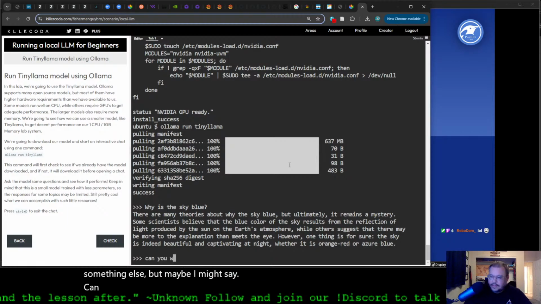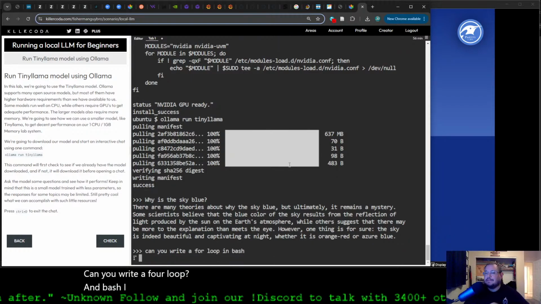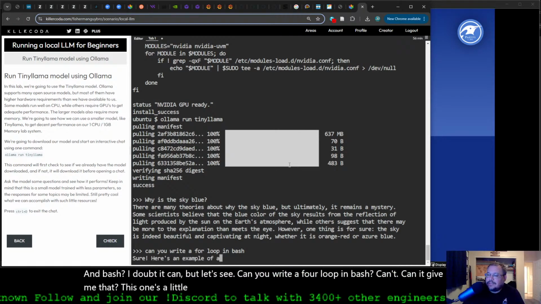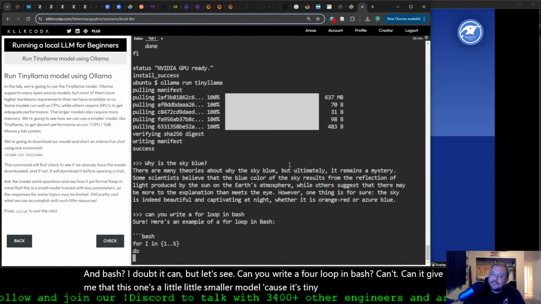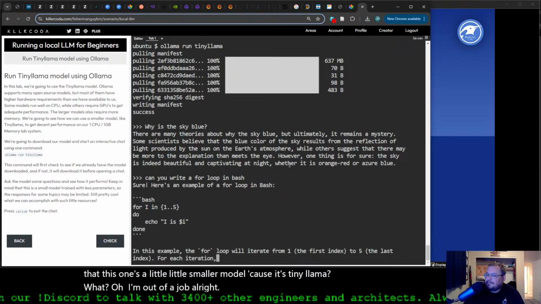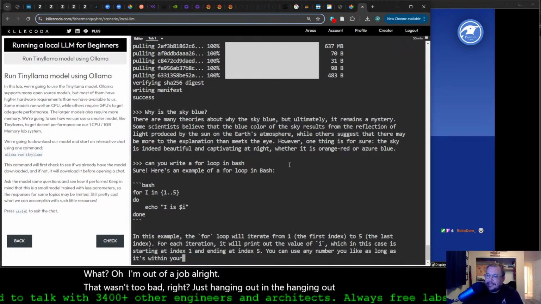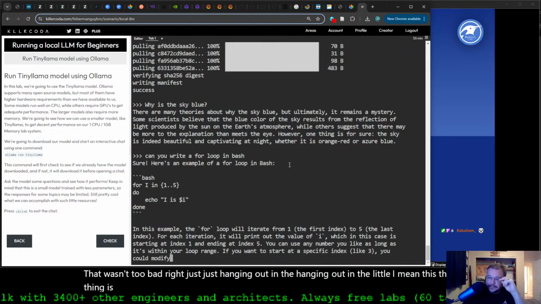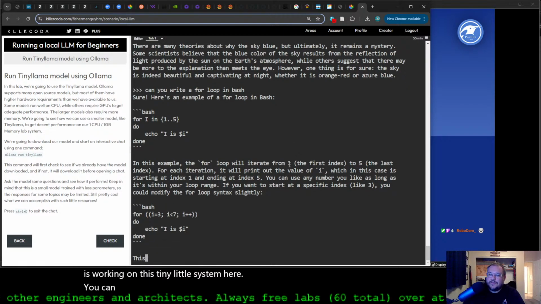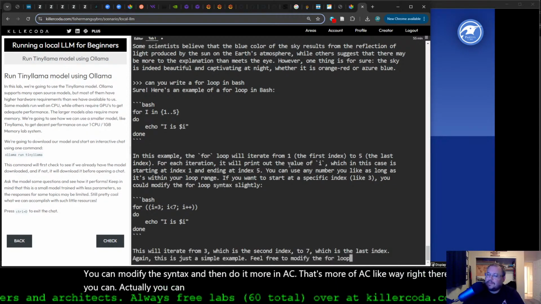But maybe I might say, can you write a for loop in Bash? I doubt it can, but let's see. Can it give me that? This one's a little smaller model because this is Tiny Llama. What? Oh no, I'm out of a job. All right. That wasn't too bad, right? I mean, this thing is working on this tiny little system here. You could modify the syntax and then do it more in a C-like way right there. You can increment like that.